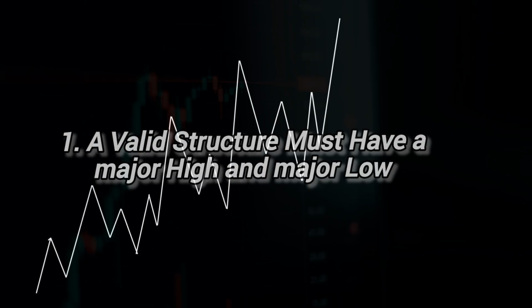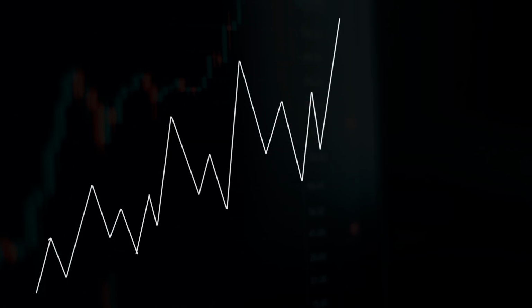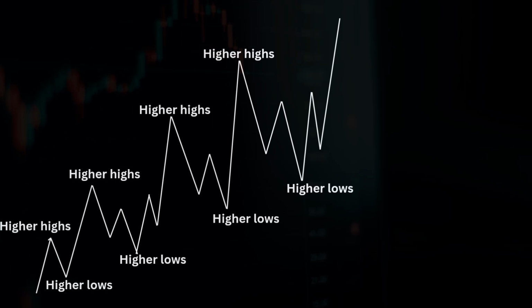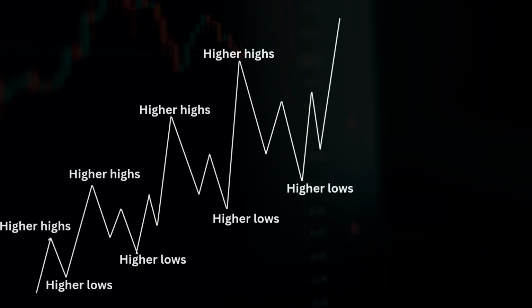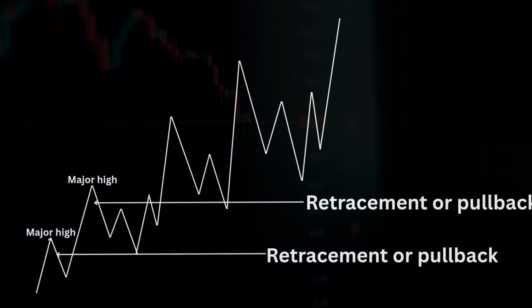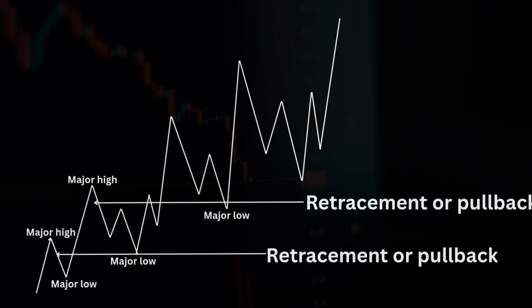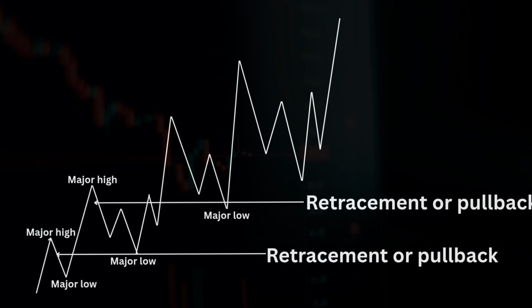1. A valid structure must have a major high and major low. As you can see from the diagram, price is continuously making highs and lows. It experienced an upward movement before it started to retrace. The highest point price reached before the retracement is called the major high. Also, the lowest point before the movement to the upside is called a major low. These points mark the turning points of the market. Without them, you're just looking at random candles.